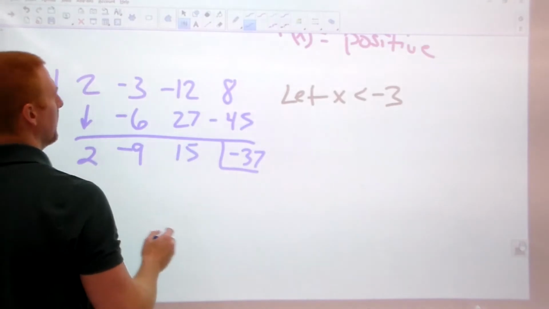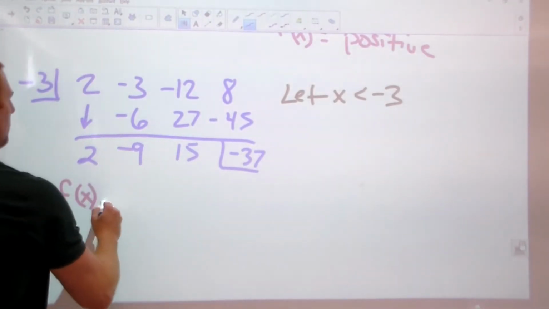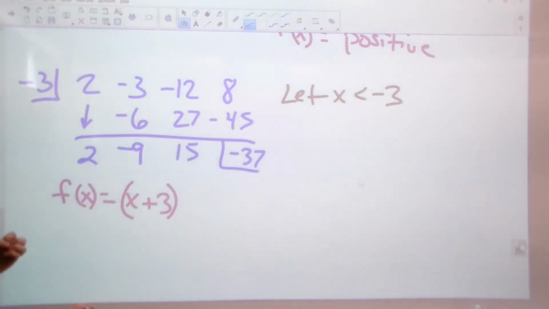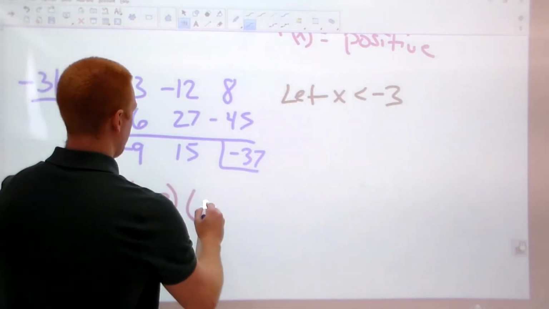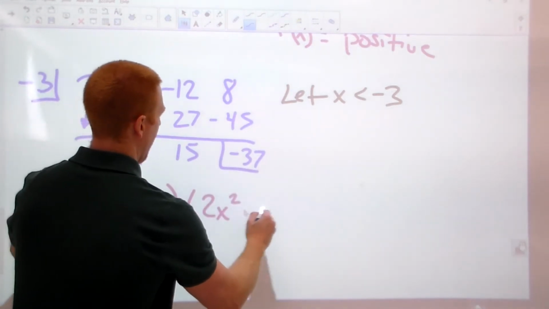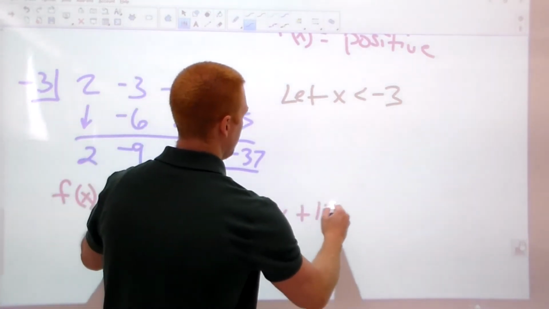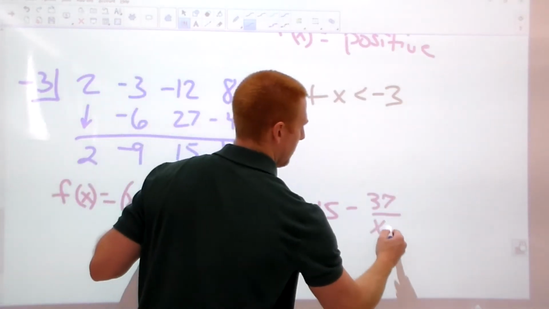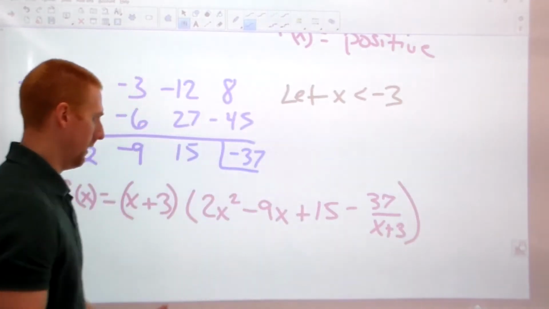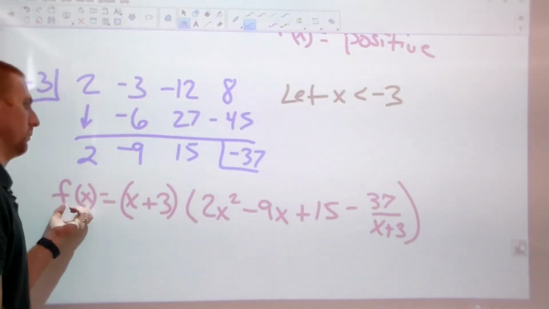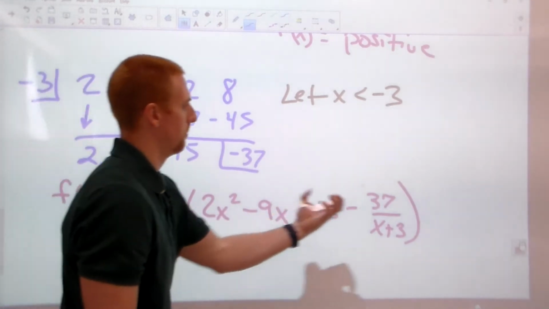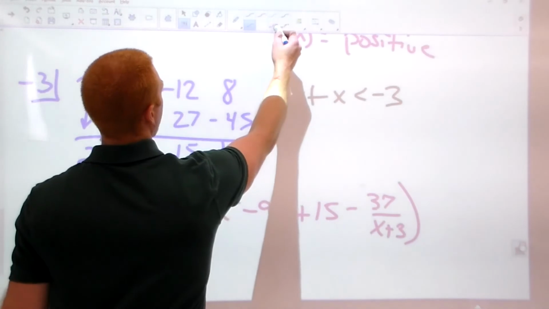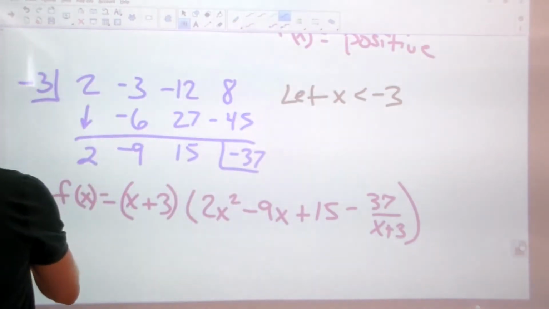So by factor remainder theorem, I'm going to come down here so I've got a little more room. Your function can be written as x plus 3, because it's x minus that factor, times 2x squared minus 9x plus 15 minus 37 over the factor x plus 3. And that would be, again, by factor remainder theorem, our function is equal to this factor times this quotient plus that remainder, which happens to be negative, that's why it's minus. Okay, thinking about signs again.